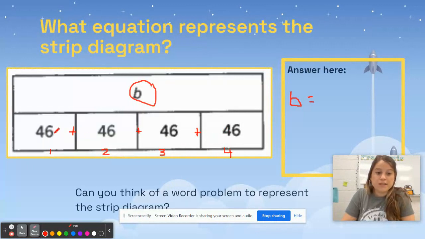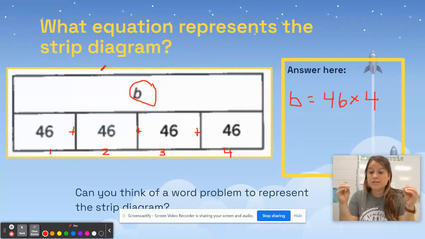So I'm going to take 46, 1, 2, 3, 4 times. So 46 times the 4 groups that I have is going to give me my total. Okay, it's a long rectangle up top. That's my total. Sometimes I know the total, sometimes I don't. This one I do know the total, so I can multiply. 46 times 4 will give me my total.